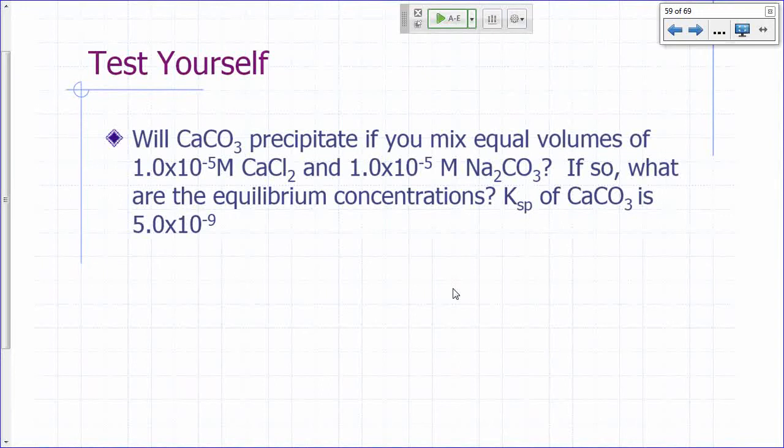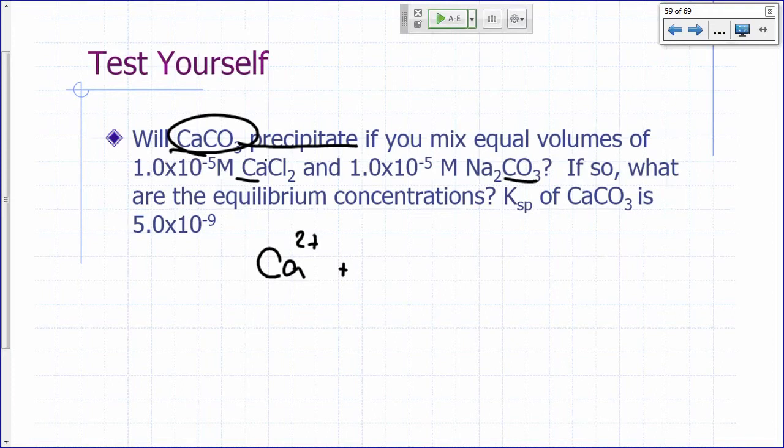Here's another example. This one is precipitation. What's precipitation? Two ions getting together to form a solid. So it's just the opposite of the dissolution process, right? So if you're talking about precipitation of calcium carbonate, that would be from calcium chloride and sodium carbonate. That would be calcium from the calcium chloride and carbonate from the sodium carbonate.